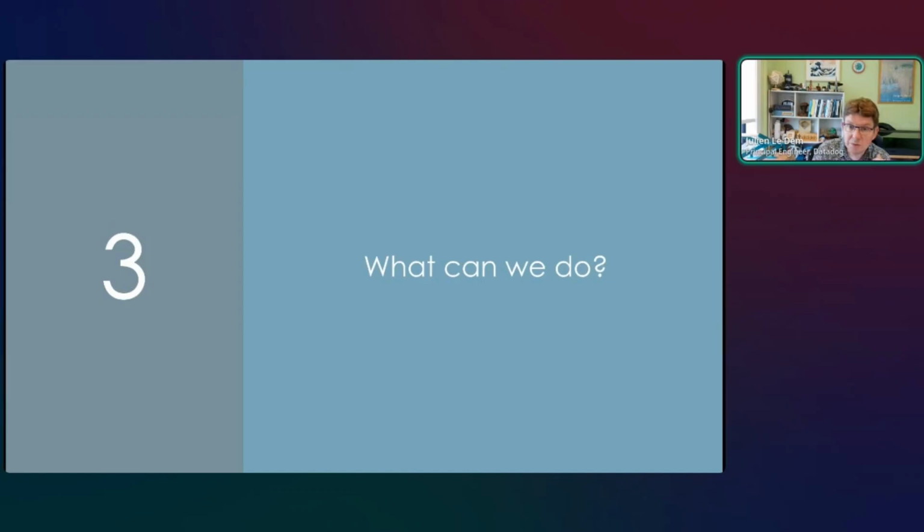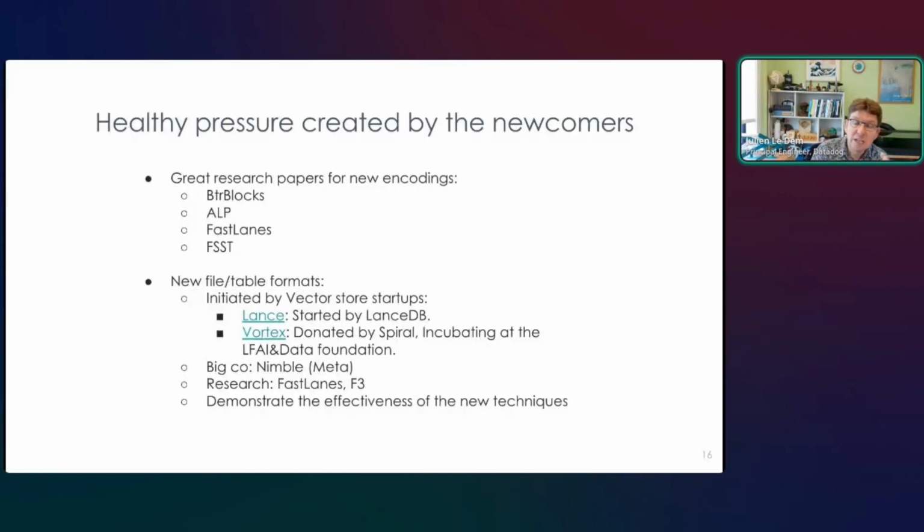So what can we do about this, right? There's a healthy pressure that comes from newcomers. Over the past 5 years, there's been quite a bit of research on new encodings that take more advantage of parallelism, including BtrBlocks, ALP, FastLanes, FSST. You can look up those papers. They're very interesting. They've been pushing the limits of how much parallelism we can get out of an encoding and improving the compression ratio and the time it takes to read the data.